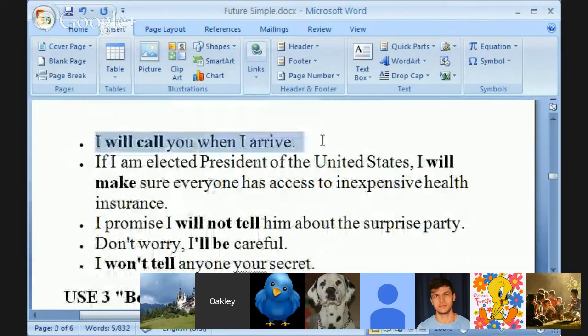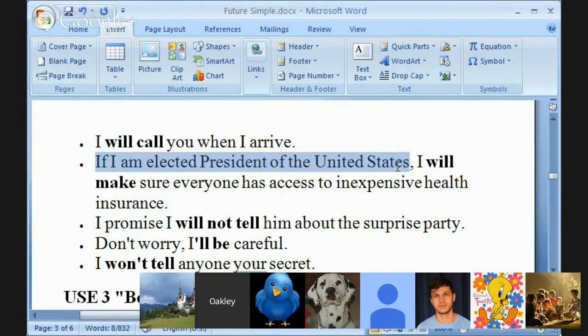I will call you when I arrive. Are you okay? That's a promise. I guess it's more of a promise. Okay, then a future voluntary action, maybe somewhat both. Very similar idea. If I am elected President of the United States, I will make sure everyone has access to inexpensive health insurance. Thank you, Mr. Obama.